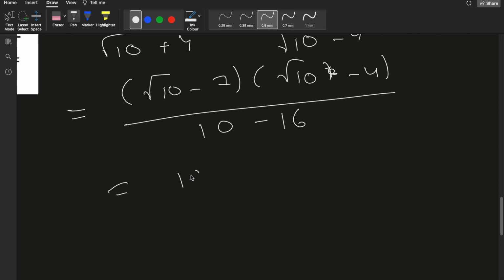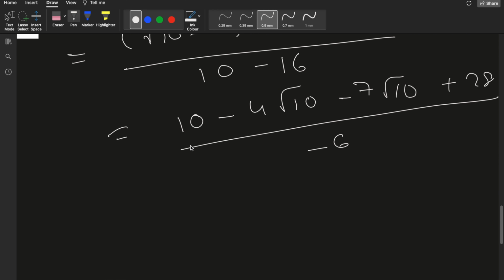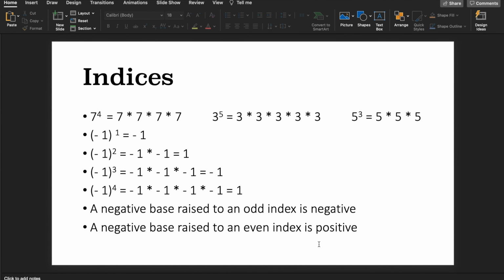This would be 10 minus 4 root 10 minus 7 root 10 plus 28 divided by minus 6. It would be 38 minus 11 root 10 divided by minus 6. This is our final answer. So now let's move on to the next topic in this chapter.